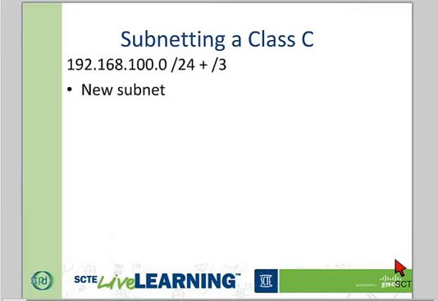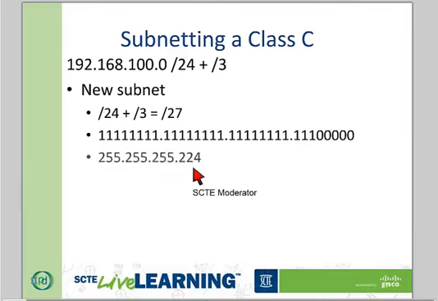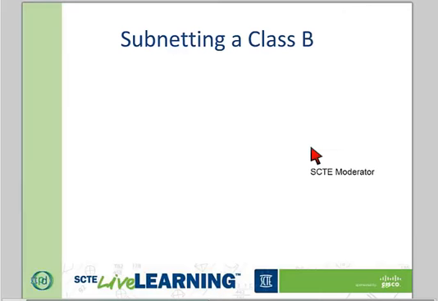We borrowed 3 bits. In the beginning, we had 24 bits in the subnet mask. We borrowed 3 more, so that's going to give me 27. So here's my 27. So I got 27 bits in the subnet mask, and here they are in binary. And I come down here, and here's what they look like in decimal. And how did I figure that out? Well, this is 128 plus 64 plus 32. If I add all that up, I get to 224.